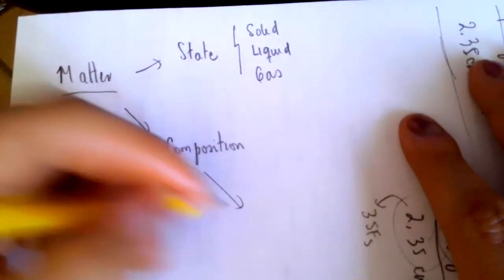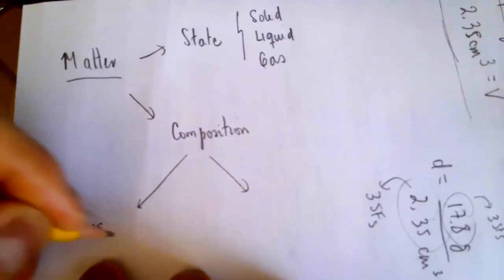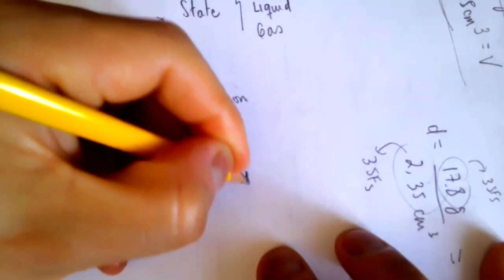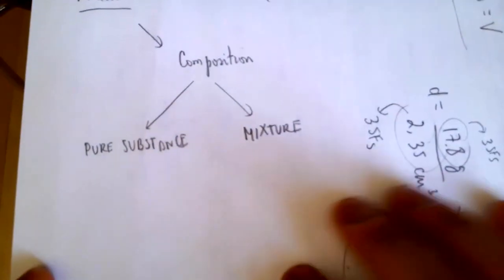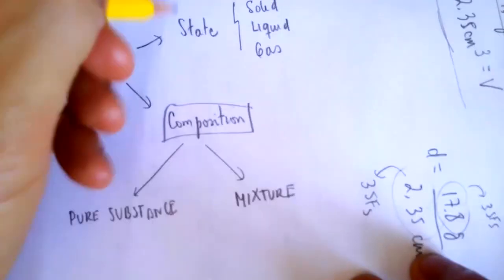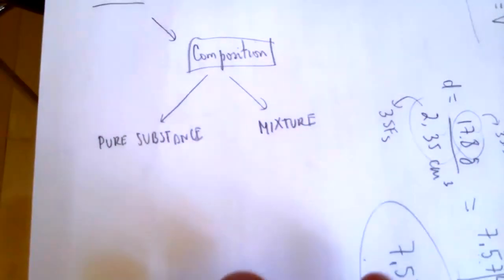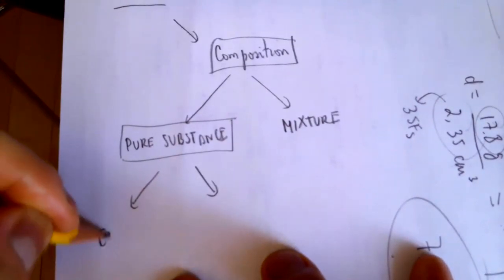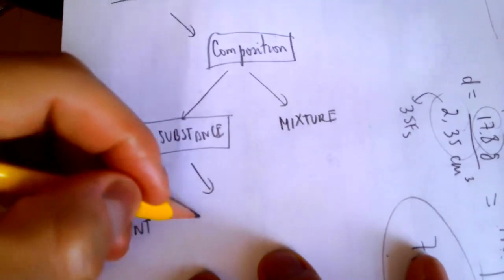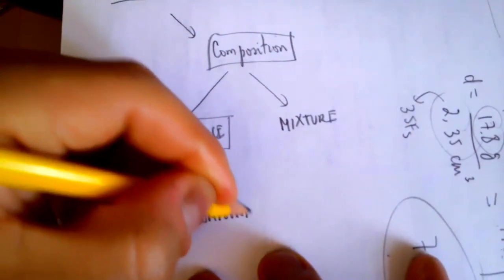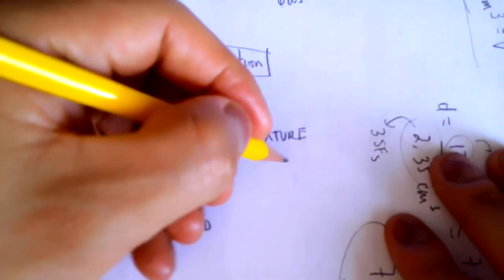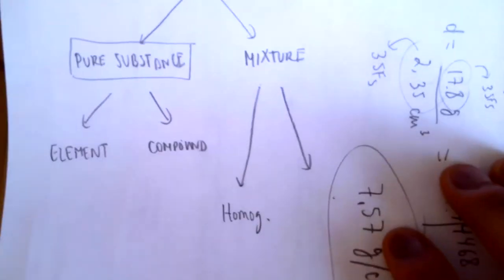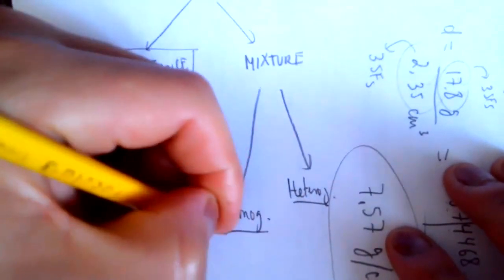In that case, you will have a pure substance, or you can have a mixture. Now that's based on the composition, which is different from this type, right? Now a pure substance can also be divided into other types. You can have elements and compounds. And in the case of a mixture, you can have what we call a homogeneous mixture and a heterogeneous mixture. Those are the two types.